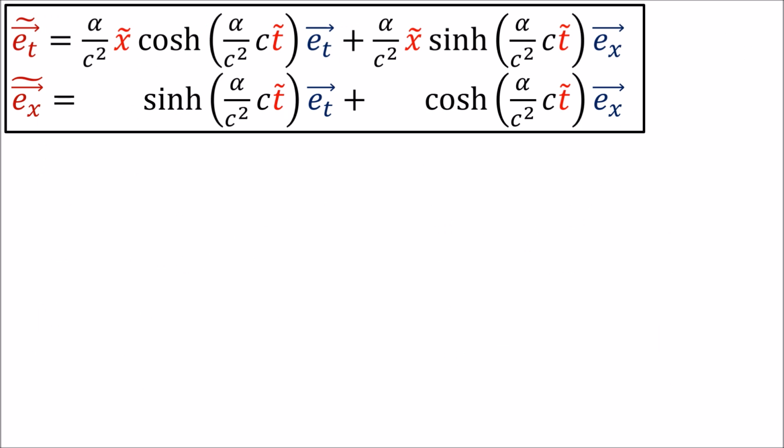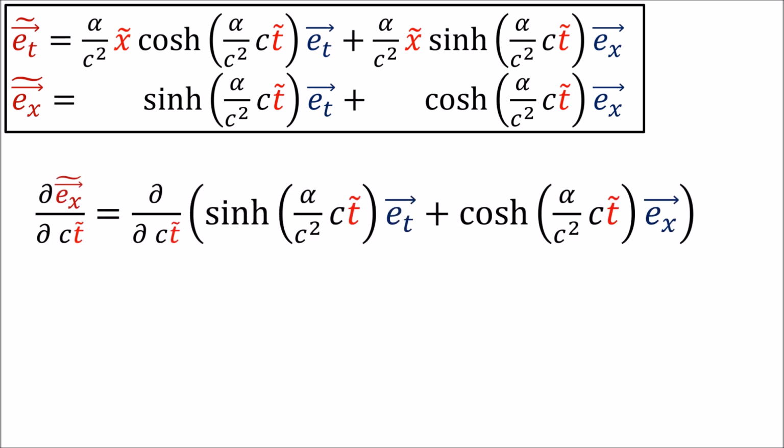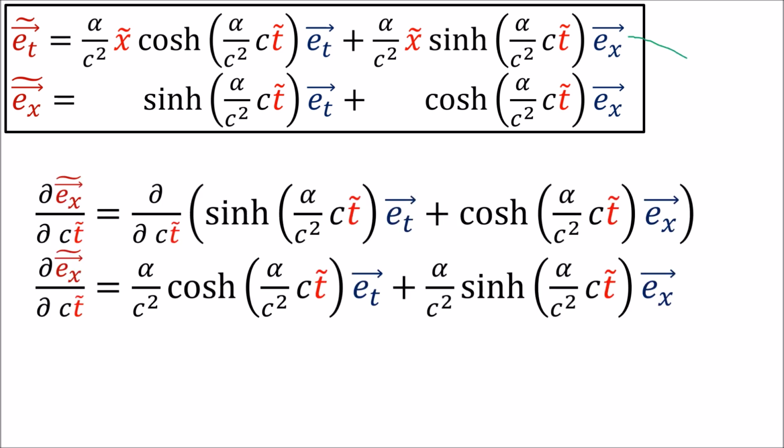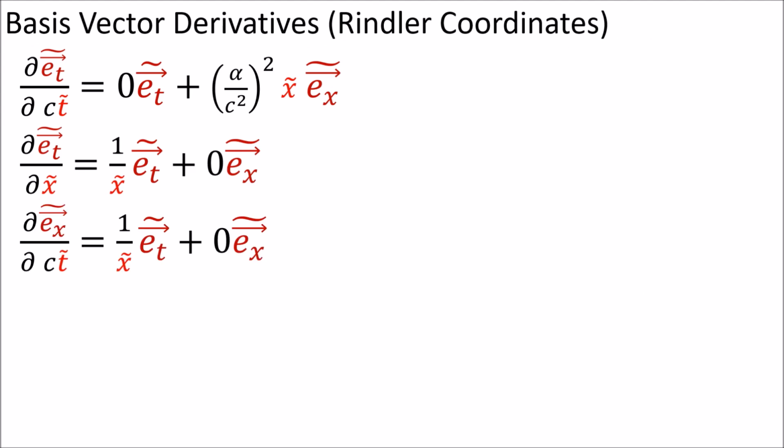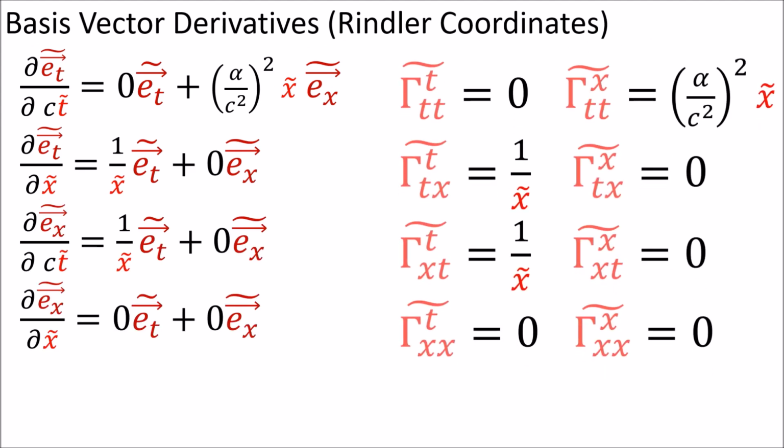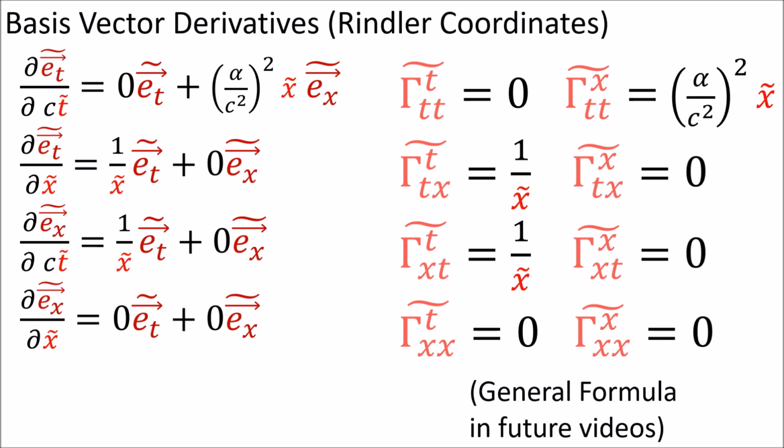In this video, we solved for the Christoffel symbols in Rindler coordinates by taking derivatives of the basis vectors written in the inertial basis, and then changing back to the Rindler basis using the change of basis equations. In future videos, I'll show a formula that will let us calculate the Christoffel symbols in any coordinate system using the metric tensor.